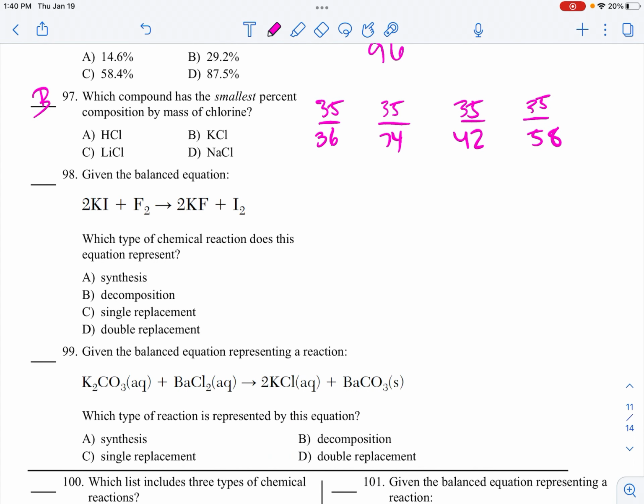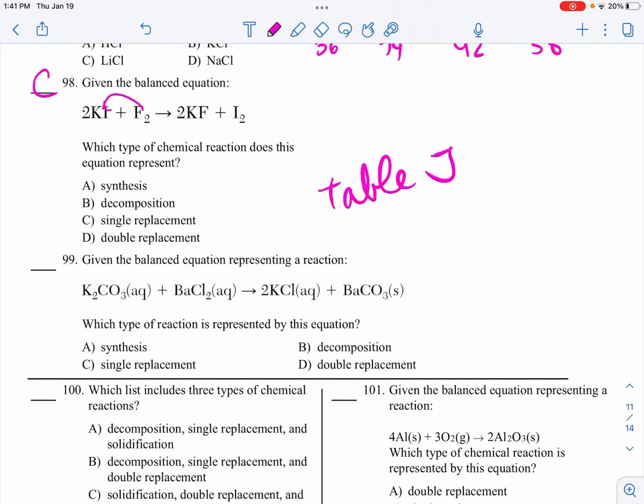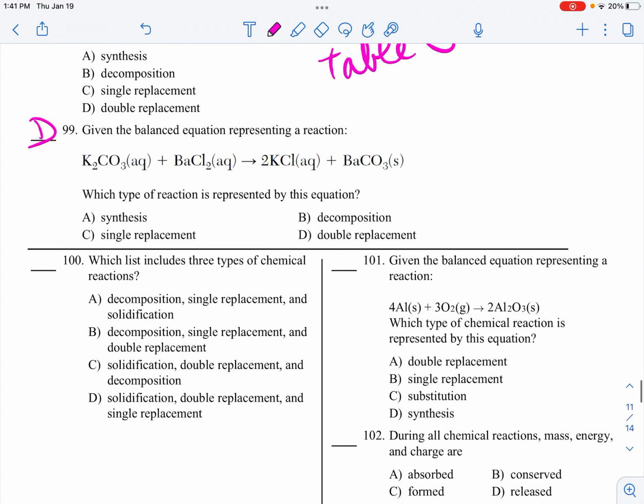What kind of reaction is this? Well, looks like a switcheroo. F is replacing I. That's called a single replacement. You have to make sure it even works. Table J. What kind of reaction is this? Looks like a double replacement, because we've got K switching with Ba. So do-si-do your partners. Three kinds of chemical reaction: decomposition, single replacement, double replacement. Bingo.